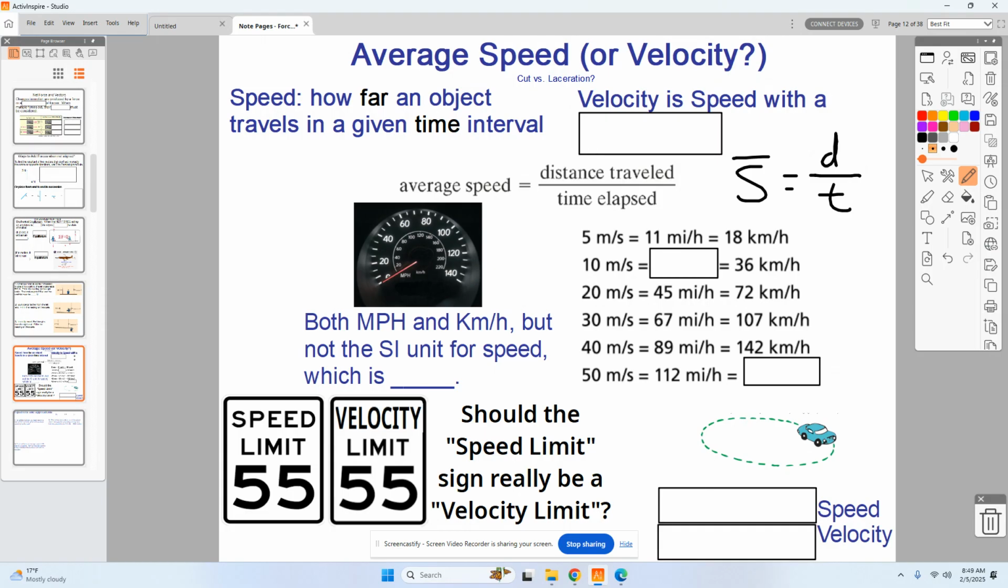And if you look at your equation list on the inside cover of your packet, you'll see that equation. Speed is distance over time. I want to show you how to use it.